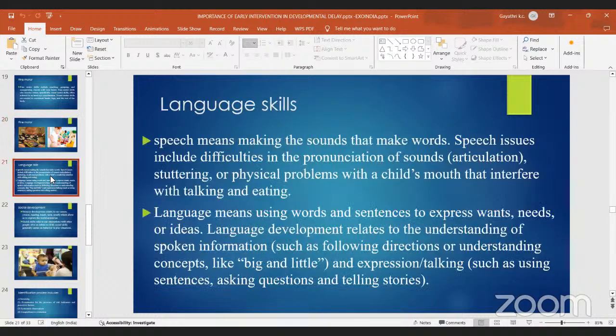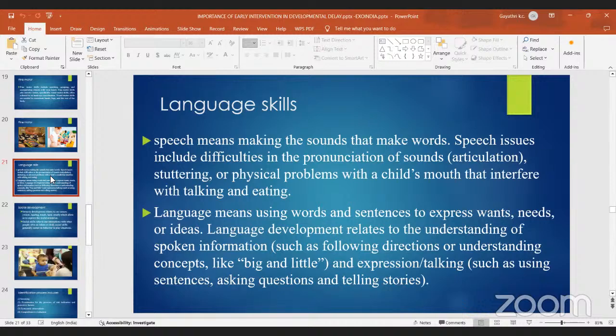Next is your language skills. In language skills, speech means making the sounds that make words. Speech issues include difficulties in the pronunciation of the sounds, that is articulation, stuttering, or physical problems with a child's mouth that interfere with talking and eating. If the baby has any oral cavity or oral cord abnormalities, the baby will have an articulation problem. If the articulation problem is there, the baby will not be able to pronounce properly, and the baby will have speech issues.